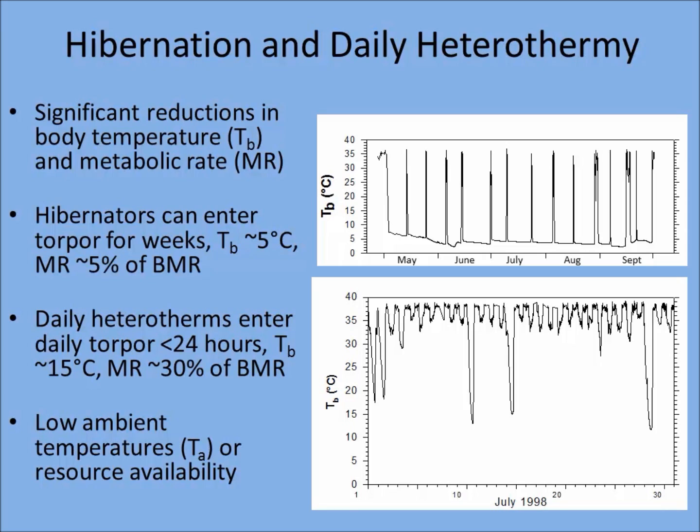So hibernators are able to reduce their metabolic rate to around 5% of their basal metabolic rate, which is the minimum energy production required to remain at normothermia.